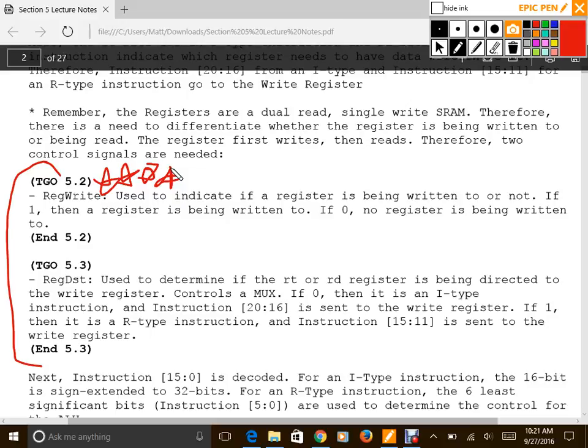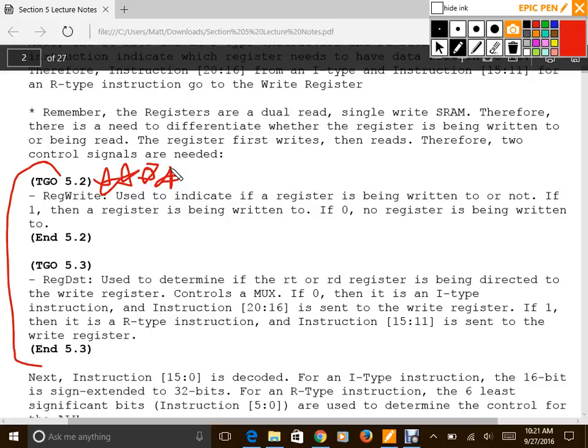So it's used to determine whether the RT or RD register is being directed to the write register, controlling a mux. If 0, it's an I-type instruction, and instruction bits 20 to 16, so that is 5 bits, are sent to the write register. So that means, if you remember from the memory addressing, I had the 5 to 32-bit decoder that determined which one we're doing.